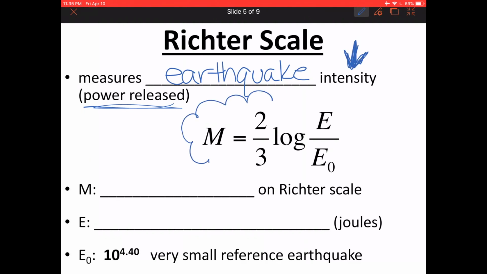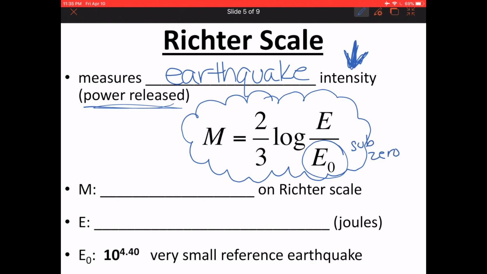So here is my equation. M equals 2/3 times log of E divided by E sub 0. Remember, we just read that as E sub 0. Okay, that's how we read that notation. Now the letter M represents the magnitude of the earthquake on the Richter scale, right? So we could have an earthquake like 5.6 on the Richter scale. I think there was an earthquake not too long ago near Cuba of like 7.1, and we even felt a little bit of that here in South Florida.